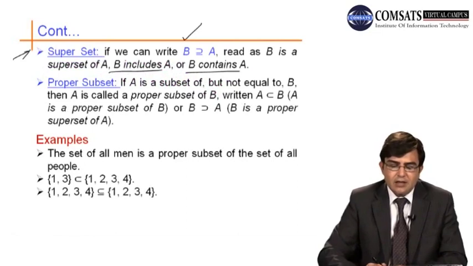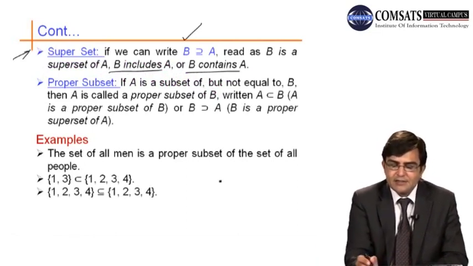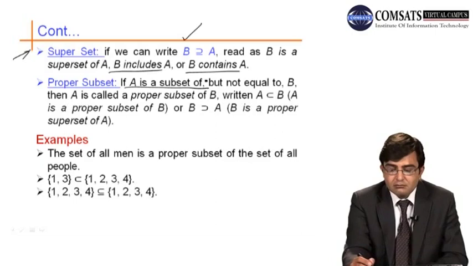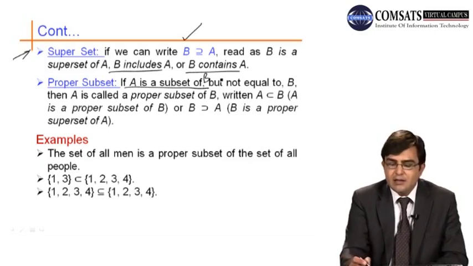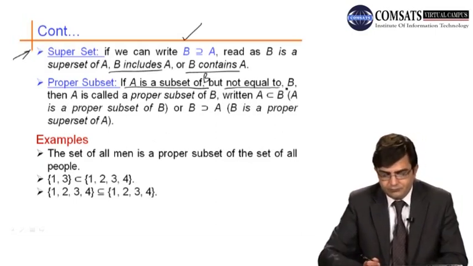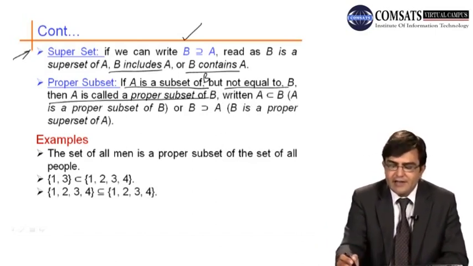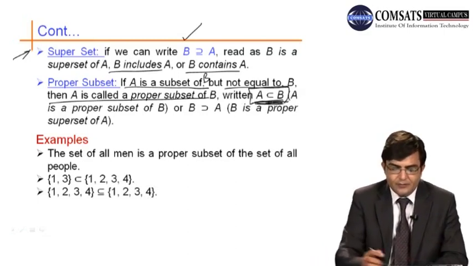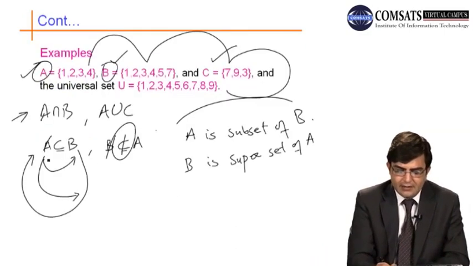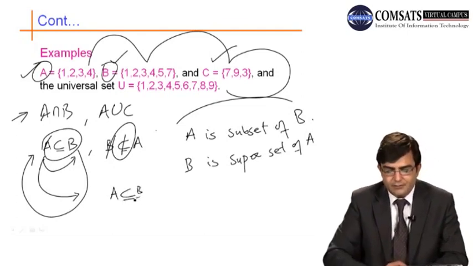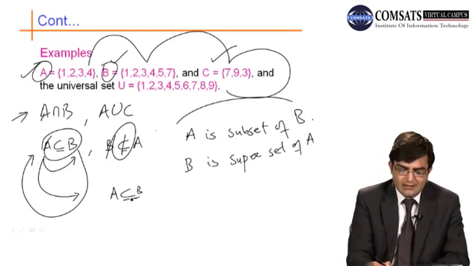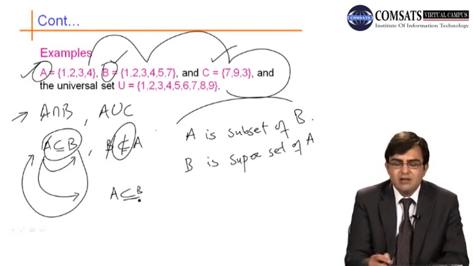So proper subset: if A is a subset of B, but A is not equal to B, then A is called a proper subset of B, and it is read as A is a proper subset of B. Here in this notation we have written A is a subset of B, but it may be equal to B. The line under this symbol shows that A may be equal to B.